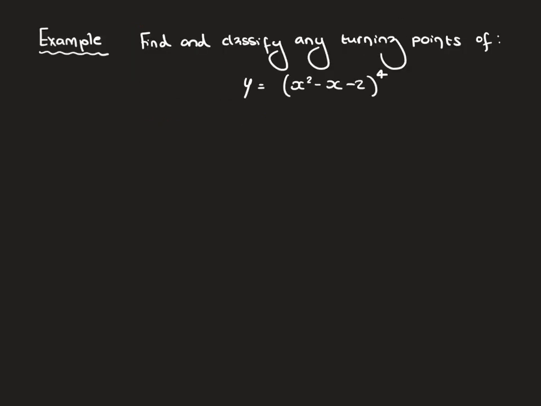So we're going to look at one final example where we apply everything we have done to a slightly more complex problem. So consider the function y equals x squared minus x minus 2, all raised to the power of 4. We're going to find and classify any turning points of this function. Now we know at any turning points, i.e. maxima or minima, the function must be stationary, so dy by dx must equal 0. So this means that we need to find dy by dx.